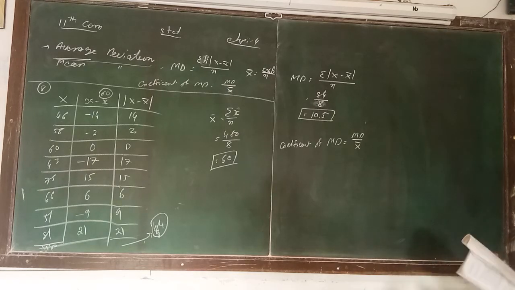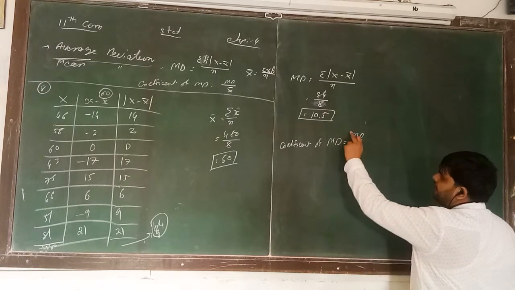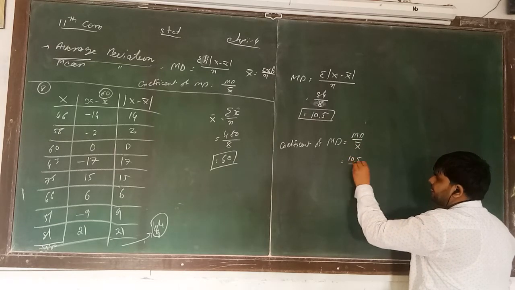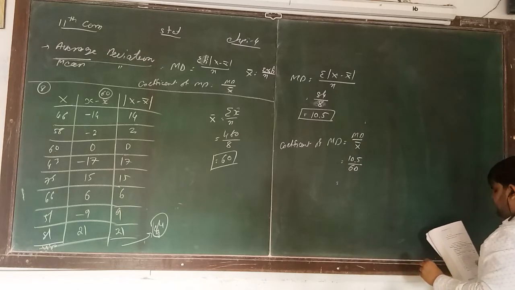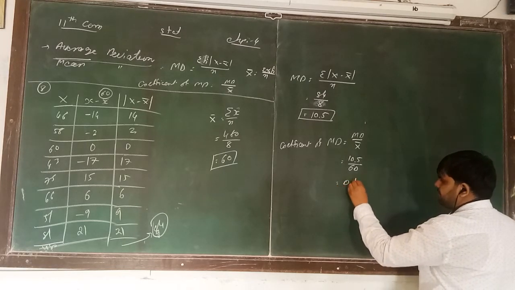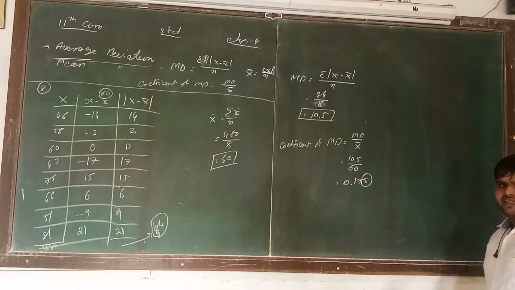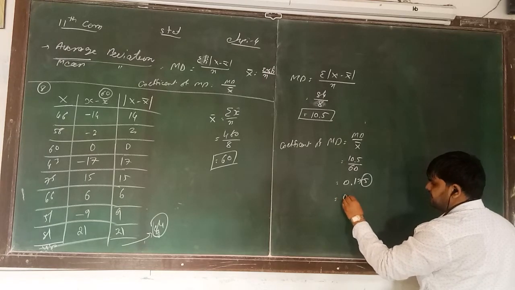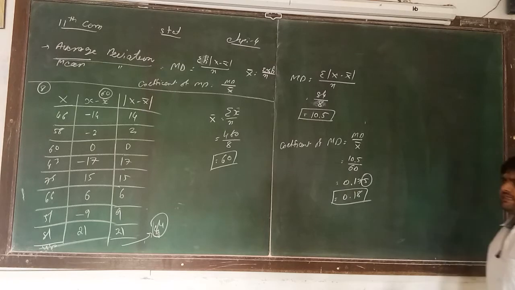Now second, what we have to find out is the coefficient of mean deviation. What is the formula? MD divided by x bar. MD is equal to 10.5, x bar is equal to 60. So 10.5 divided by 60 is 0.175. The third digit is 5, and if the third digit is 5 or more than 5, we have to round up one digit. So 0.18. This will be your answer.